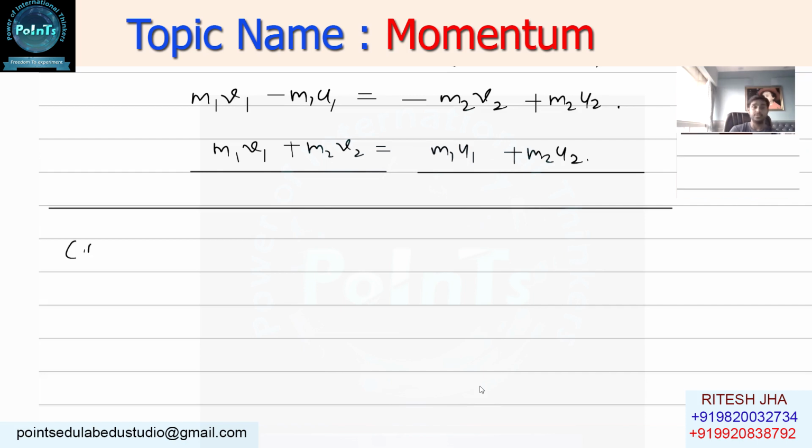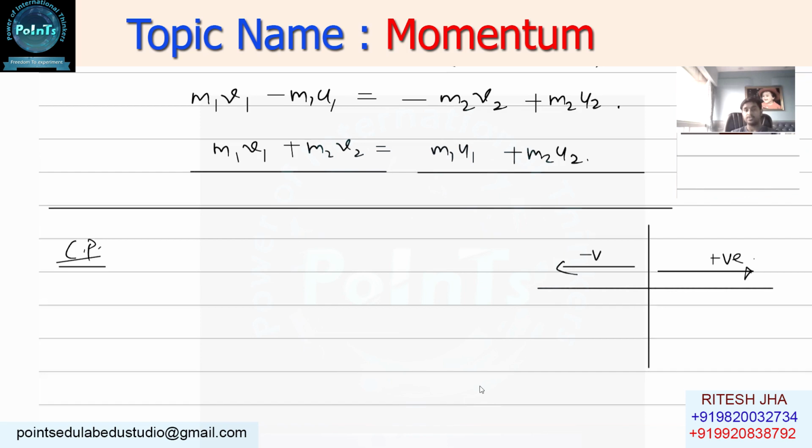I'm giving you a few questions. While doing the questions, make sure that you're working properly with the vectors, because you need to actually consider the sign conventions also. If it is on the right hand side, take velocities positive. If it is on the left hand side, take velocities negative. Okay, cool. So here is the question.